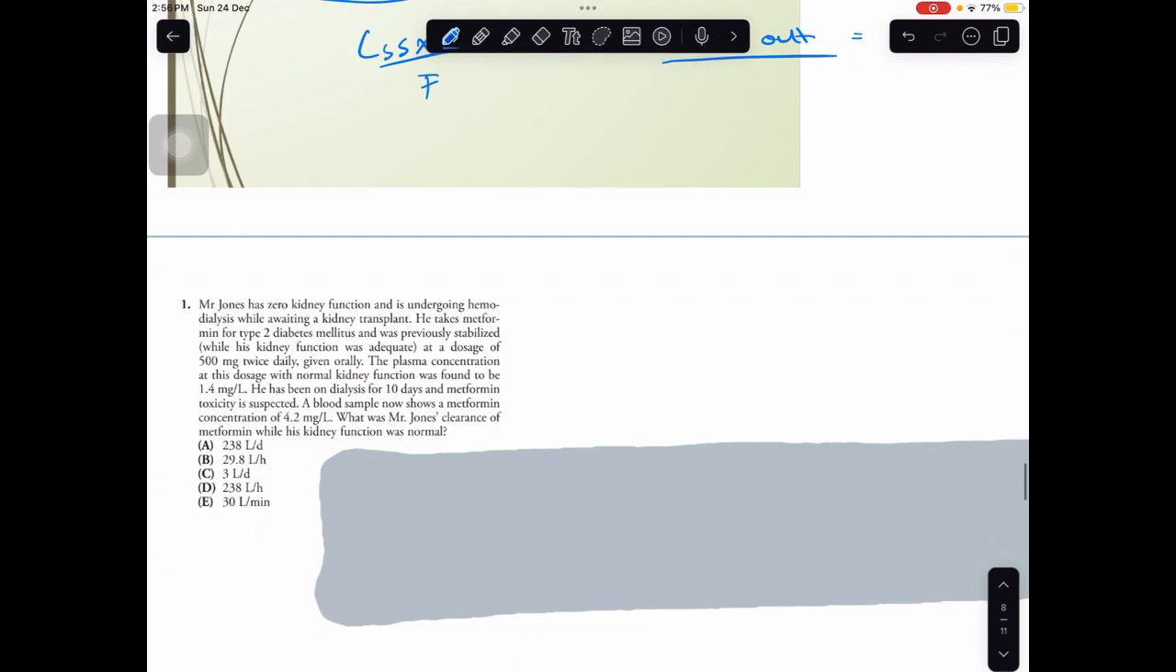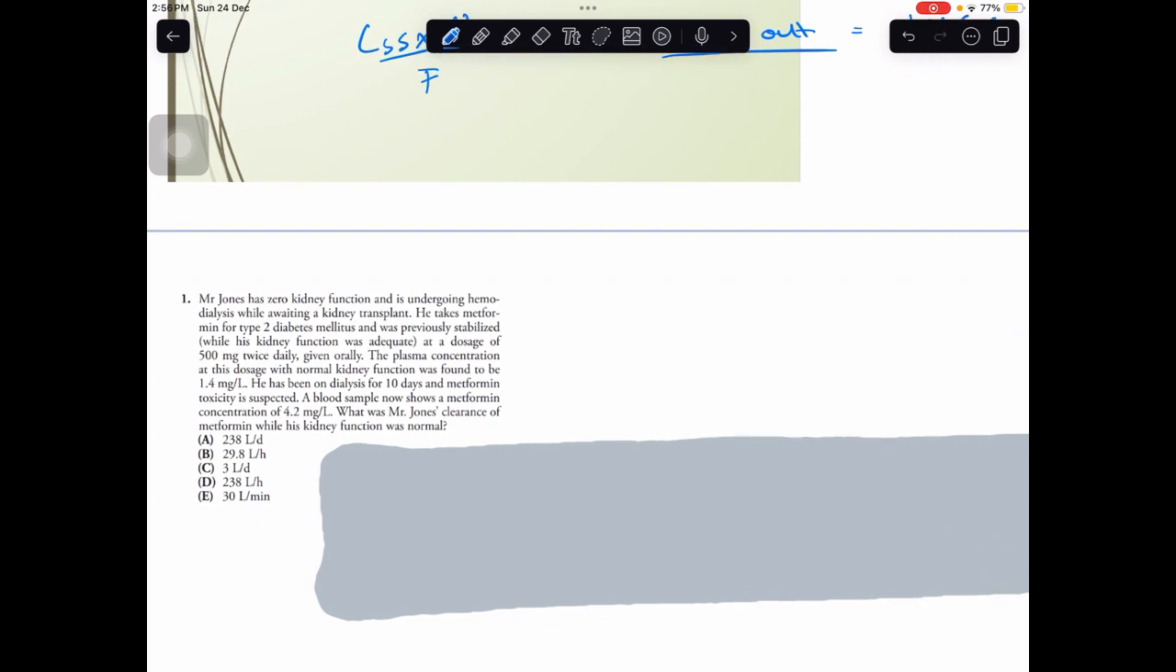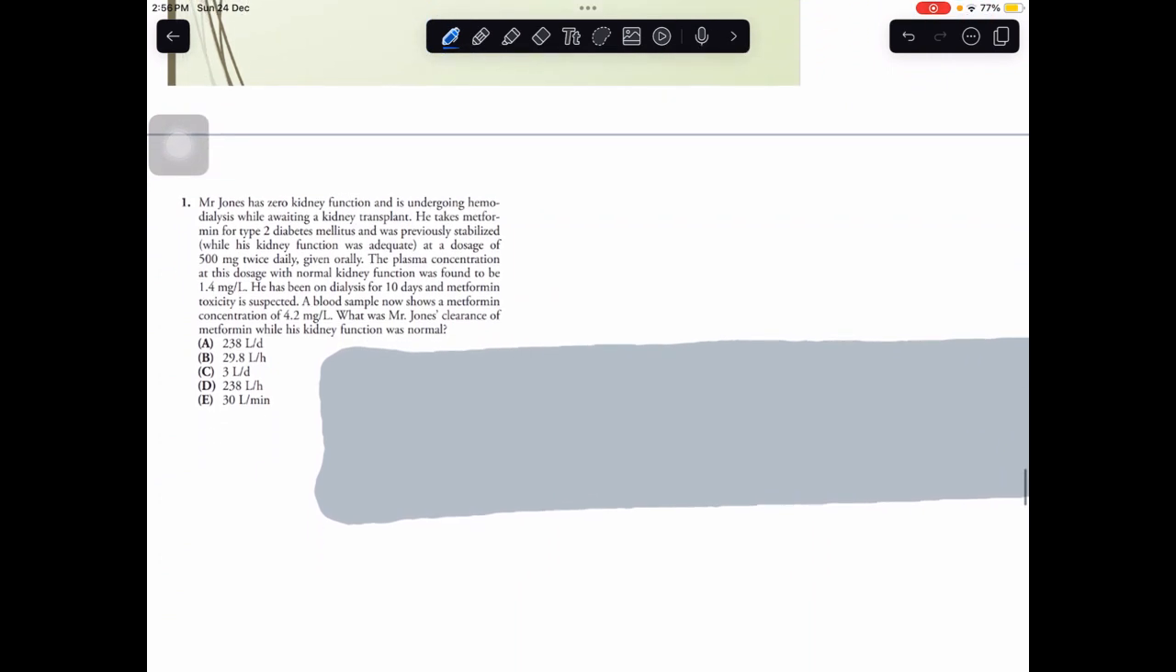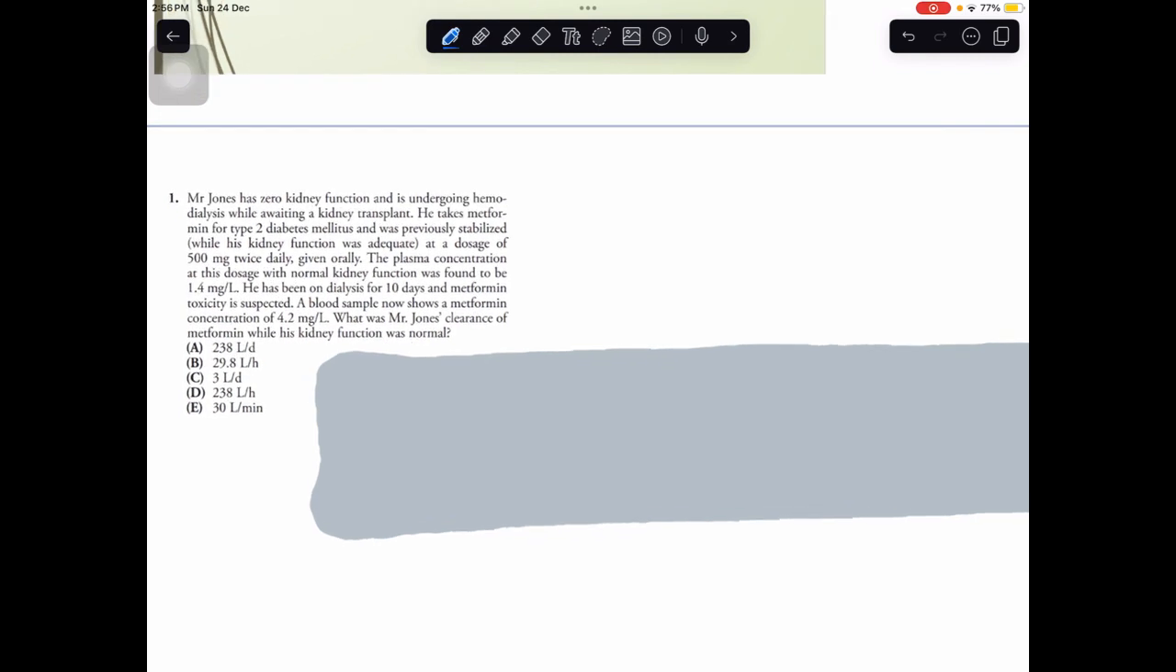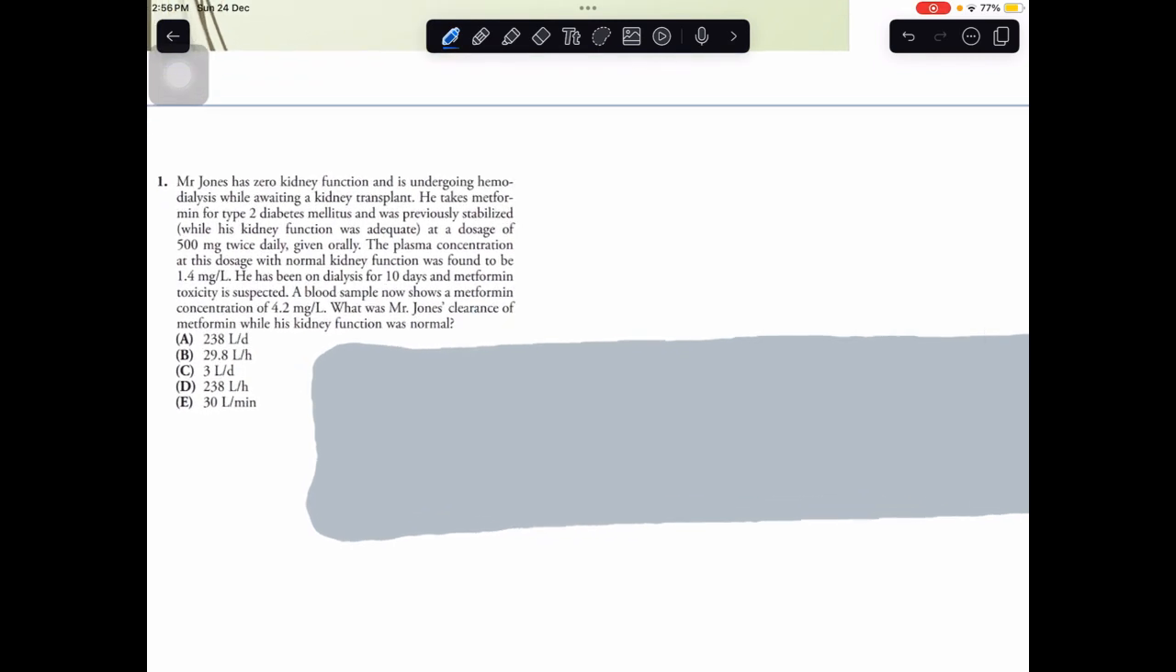Now we can solve some of the questions. You can skip this part if you don't want, obviously, but let's solve some questions to make sure that we understand. Pause the video and solve it by yourself, and after this we can look at how the answers are and solve it together, and you can check if you were correct or not. Okay, so first question. It says that Mr. Jones has 0 kidney function and is undergoing hemodialysis while awaiting a kidney transplant. So here I can tell that he has a kidney problem.